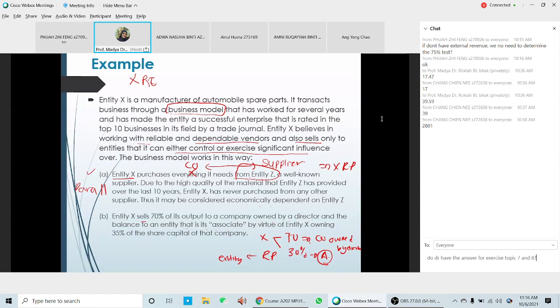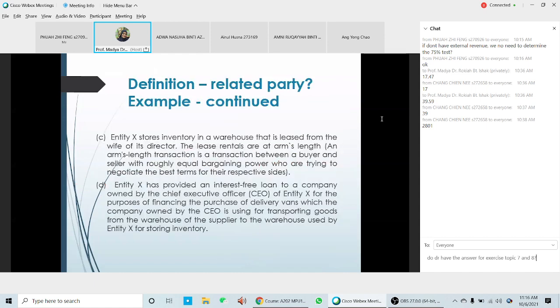And then the next one, 70% sold to the company owned by the director. The director here is key management personnel. So this transaction is also considered a related party transaction, because it sells output to a company that is owned by its director. Its director here is key management personnel. So this one is considered a related party. Okay, and then the third one. If you have any questions, please ask.